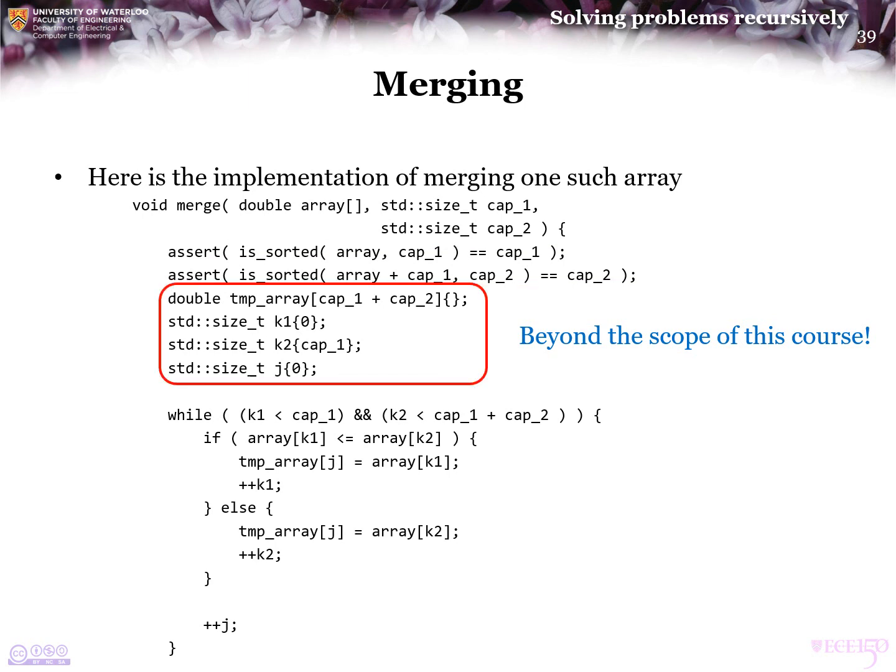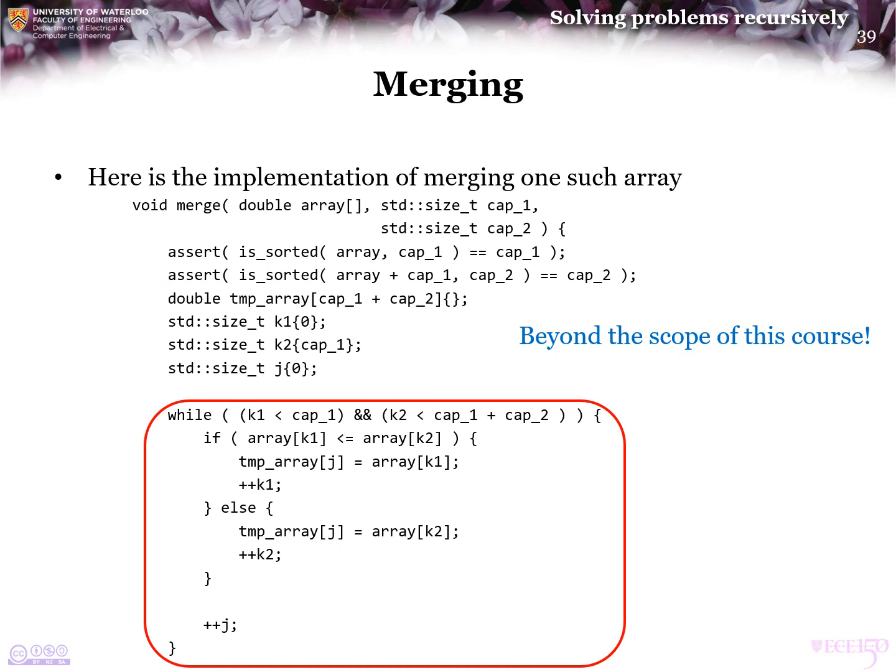So what we will do is we will create a temporary array of capacity cap1 plus cap2. We will then have two indices that point to the current smallest entry in both the first half and the second half of the array, calling these k1 and k2 respectively, and then the location in the temporary array to which we will copy the next smallest entry, and we will call this j.